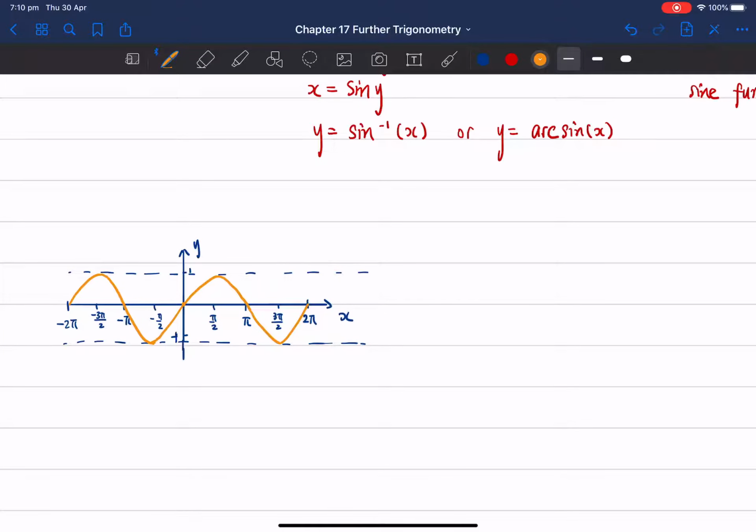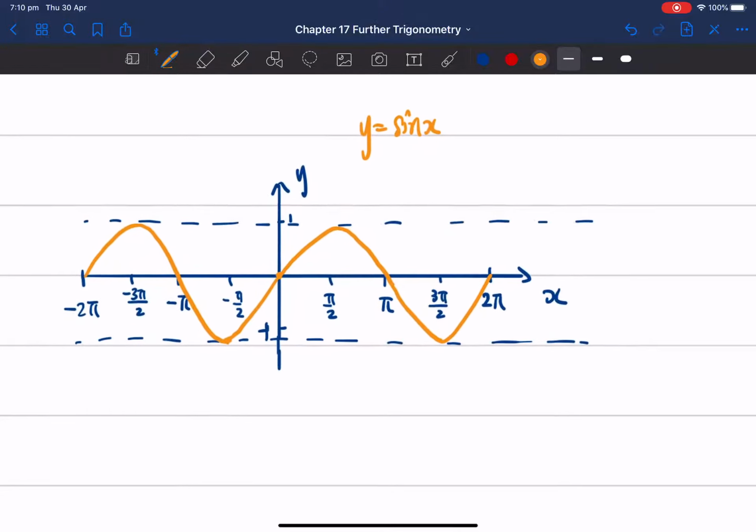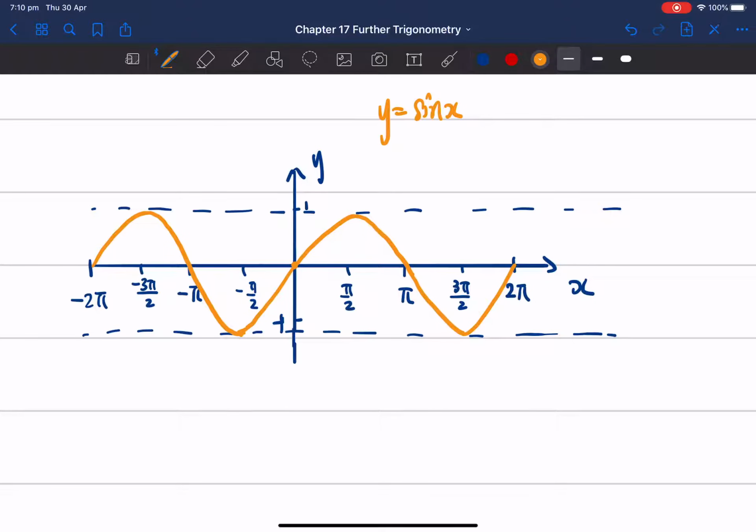If you look at this diagram, clearly this is not a one-to-one function. It is a many-to-one function. If you try to draw a horizontal line, you will see that it's going to touch the graph at multiple points. Remember for this graph, y equals sine x, I just sketched from -2 pi to +2 pi. But we need to restrict the domain of this function so we can find the inverse of the function.